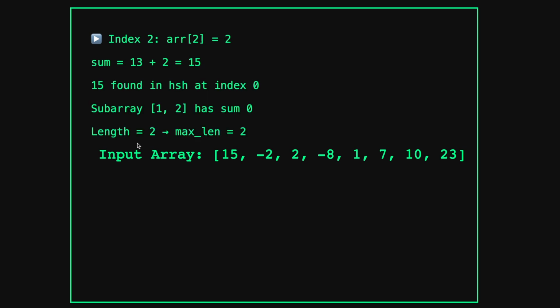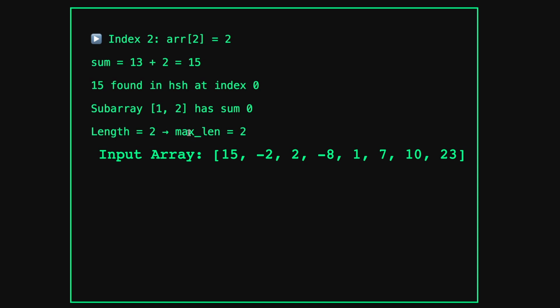Now we move to the index equal to 2. We get 2 over here, so our sum will become 13 plus 2, that is equal to 15. And 15 is actually present in the hash map at index 0. This would mean that the subarray from 1, which is the next index after 0, till the current index, which is 2, so the subarray from 1 to 2 has a sum equal to 0. And obviously its length is equal to 2.